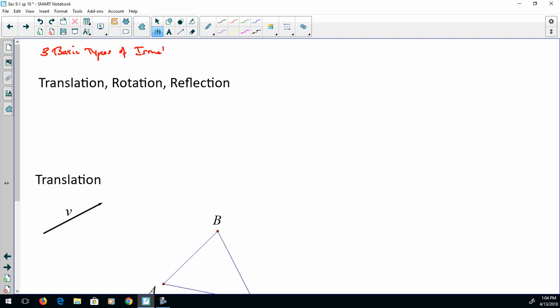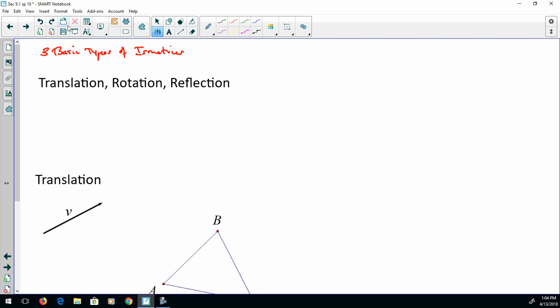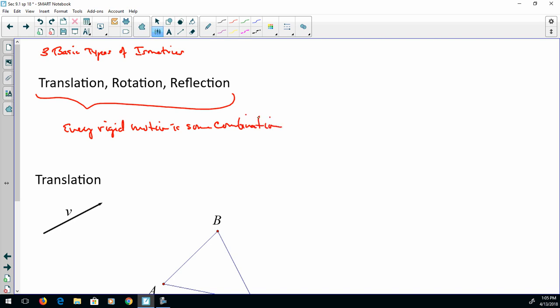Three basic types. There's translation, rotation, and reflection. And we're going to study them in that order. And every isometry is some combination. And let's think rigid motion. Every rigid motion is some combination of these types of moves.